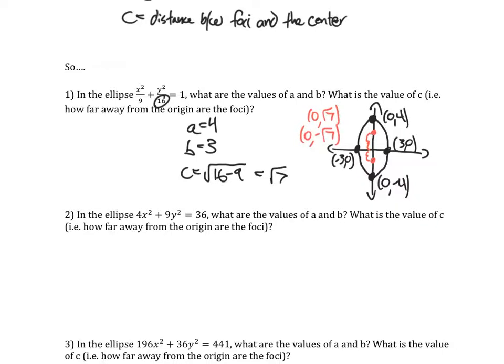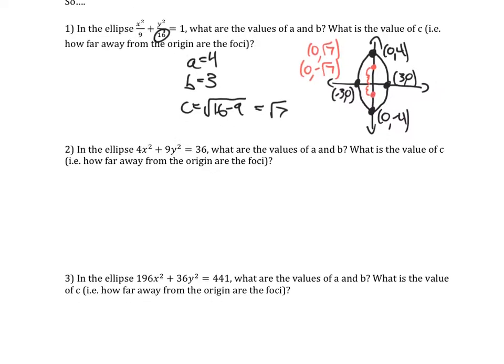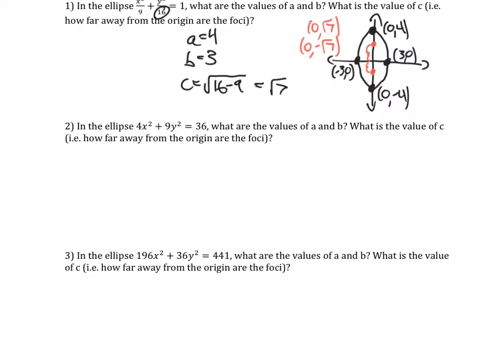Now you didn't have to do that stuff on the right, you just had to find a, b, and c, but that's going to hopefully give you a better sense of what exactly that means. Try number, actually no, don't try number 2, let's do 2 together. So it says in the ellipse 4x squared plus 9y squared equals 36, what are the values of a and b? What is the value of c, and how far away from the origin are the foci? All right, again, remember, my equation always has to be equal to 1. So what do you think I need to do to the equation 4x squared plus 9y squared equals 36?